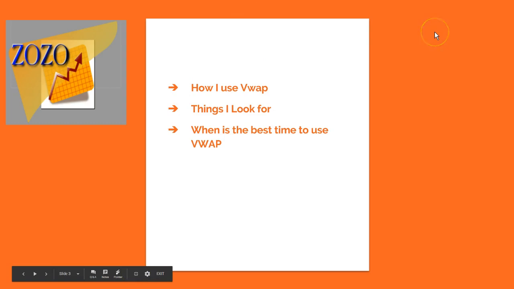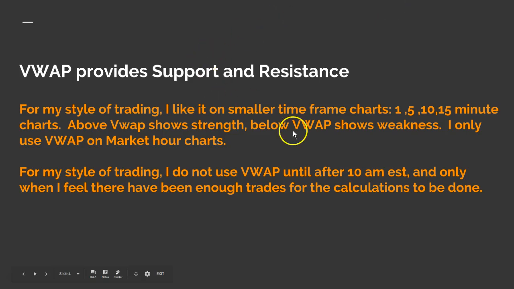All right, how do I use VWAP? Things I look for. When is the best time to use VWAP? VWAP provides support and resistance. For my style of trading, I like it on a smaller time frame. 5-minute charts, 1, 5, 10, 15-minute charts. Above VWAP shows strength, below VWAP shows weakness.